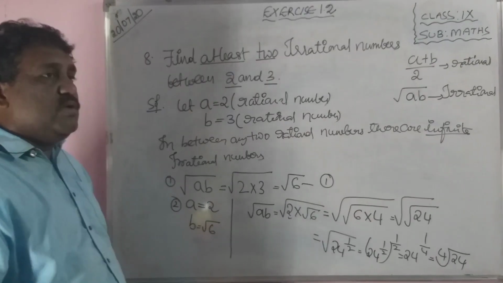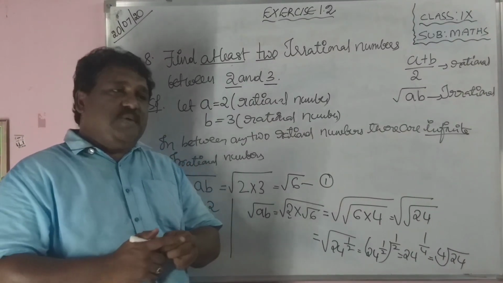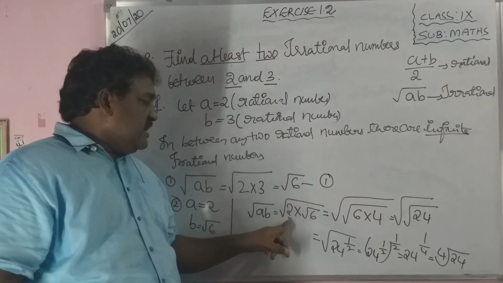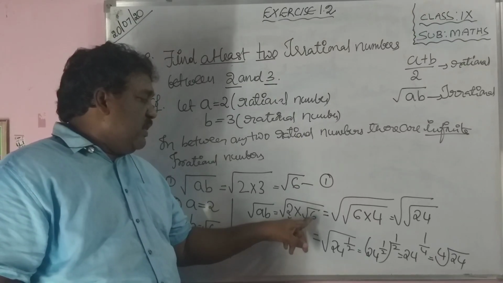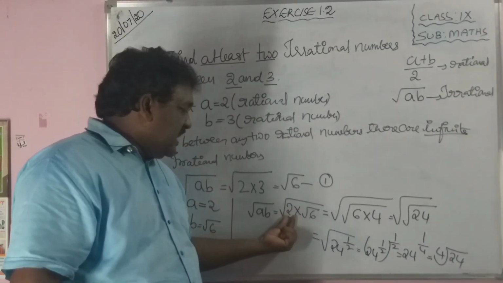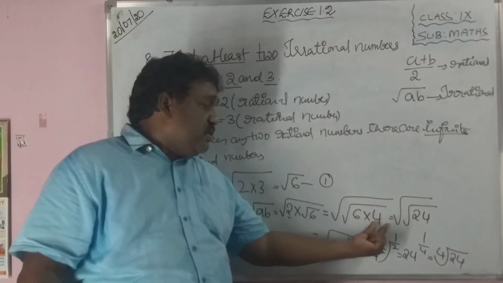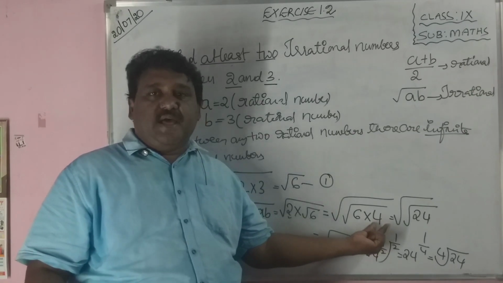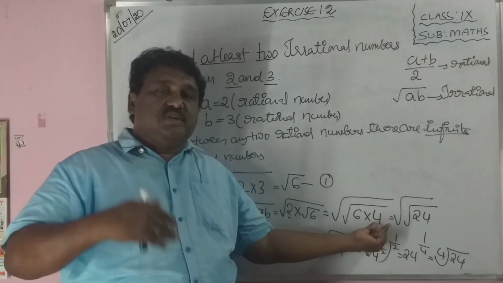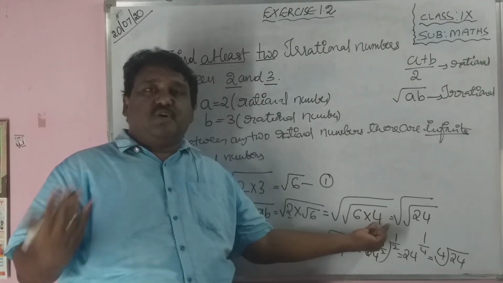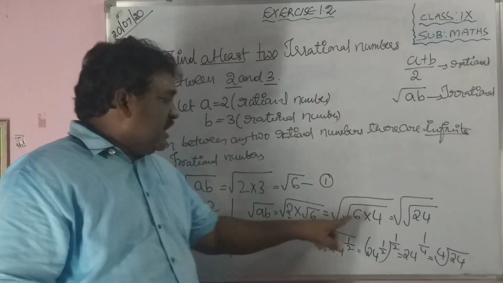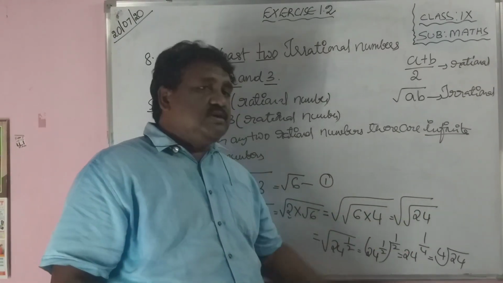What is the A value? No change, 2. What is the B value? Root 6. Root AB. Root, what is the A value? 2 into what is the B value? Root 6. This is important. Outside the root 2, under the root it becomes 4. I told you already, 2 becomes 2 square, 3 becomes 3 square, 4 becomes 4 square, 5 becomes 5 square, like that. So 2 becomes 4. 6 4s are 24.